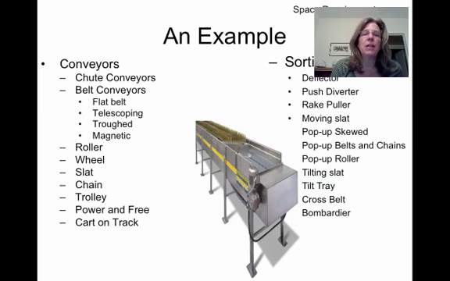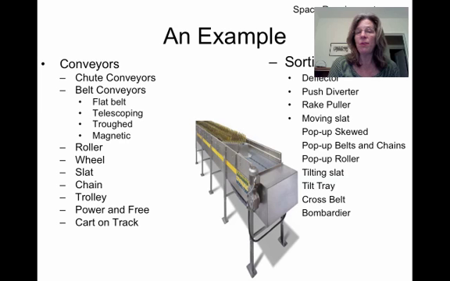As an example, I just took one thing, which is conveyors, and put in here all the different types of conveyors. They have pictures of them in Chapter 5 in the appendix. They have a picture of a chute conveyor and a belt conveyor, and underneath that there are four types of belt conveyors: a flat belt, telescoping, troughed, and magnetic. They also have a roller conveyor, a wheel conveyor, a slat, chain, trolley, power free, and cart on track.